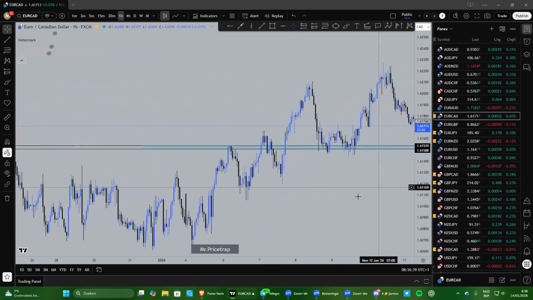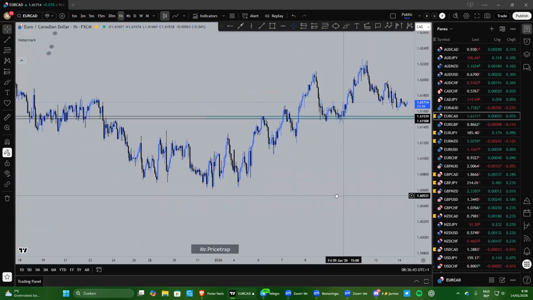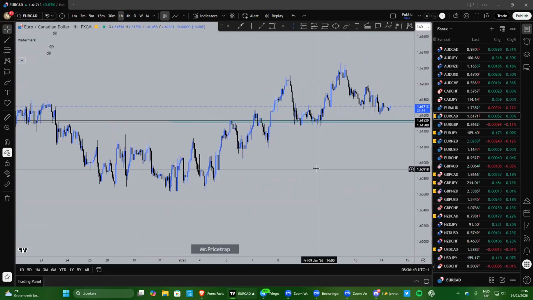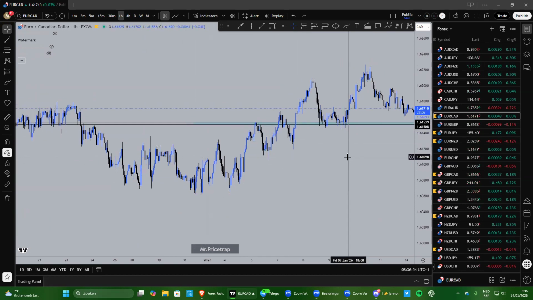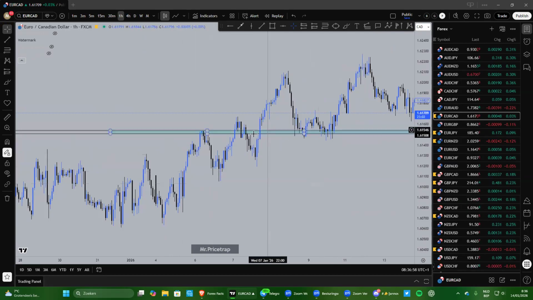The next one, Euro Canadian. This was a beauty, right? I think this is just textbook price trap. And look how beautifully the market has been breaking and retesting all the time. The first breakout, the retest, the breakout, the retest, the breakout, the retest, the breakout, the retest. It just happened time and time again. So you had so much opportunity on Euro Canadian.